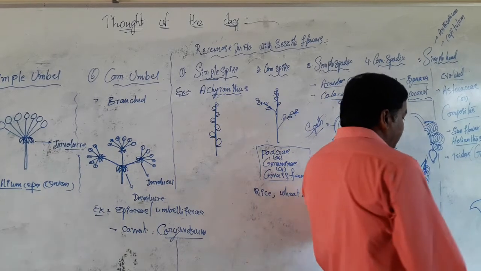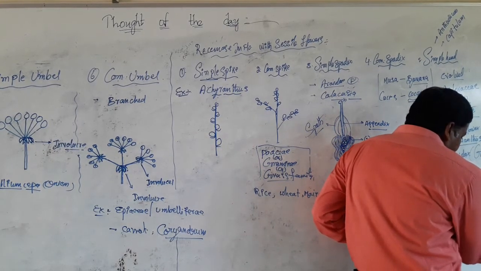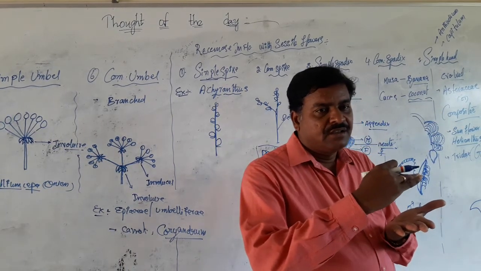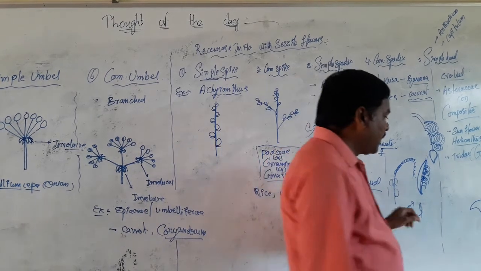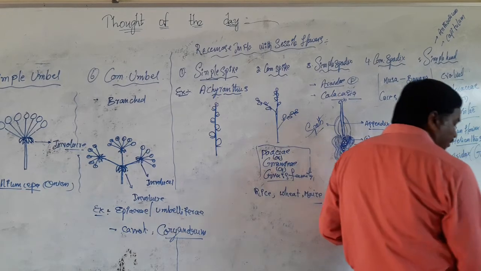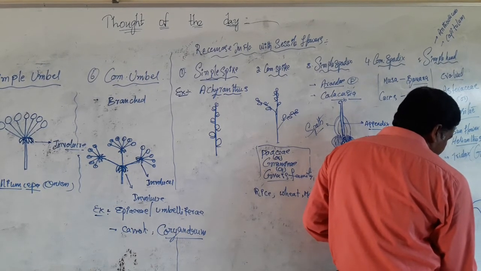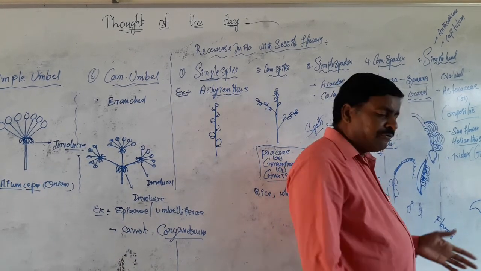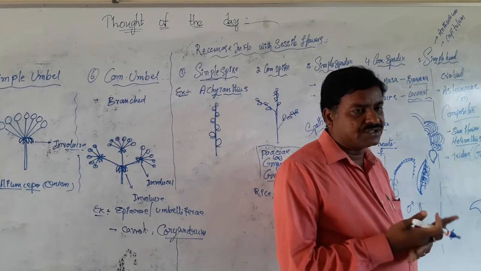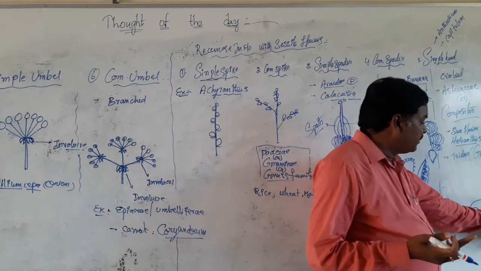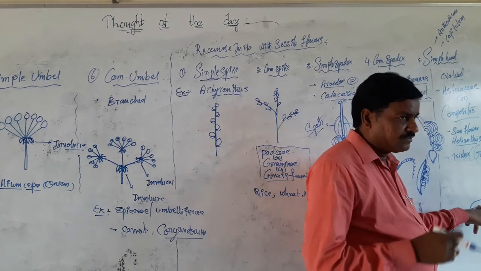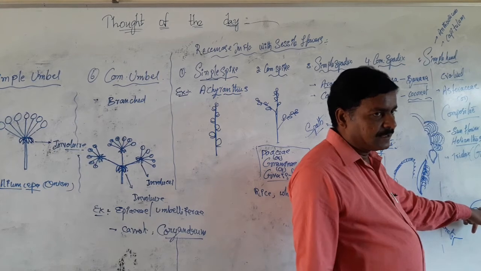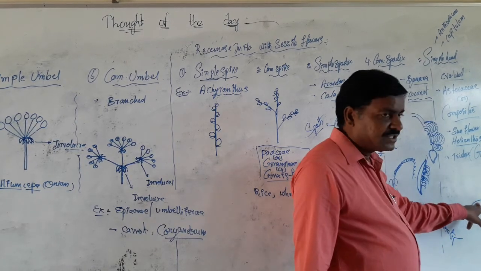This receptacle produces a number of small flowers. These small flowers present on the receptacle are called florets. People think they are flowers because they are very minute, very small flowers. Such small flowers present on the receptacle are considered florets. Two different kinds of florets are present on the receptacle.